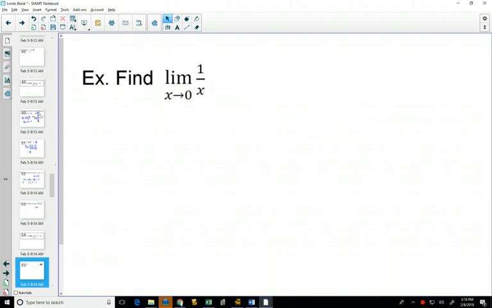And last one, what happens when x gets really close to 0? Because it's 1 divided by a really, really small number, it gets very big, close to infinity.